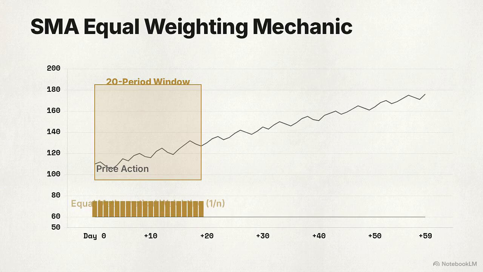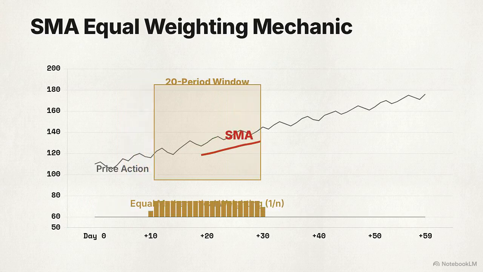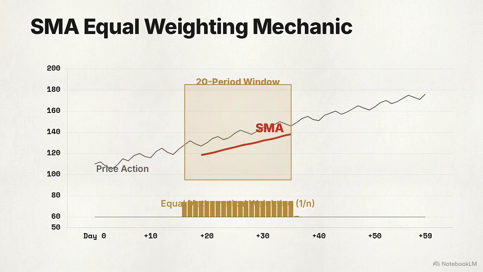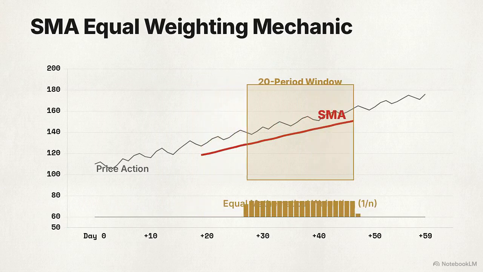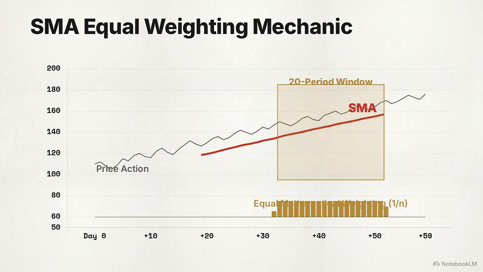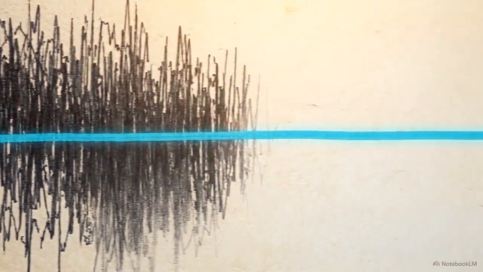The defining operational mechanic of the SMA is its distribution of weight. As shown below the price data, the formula assigns the same mathematical importance to the price 20 days ago as it does to the price today. By rolling this calculation forward one period at a time, we plot a continuous line against the price action. This equal distribution of weight excels at neutralizing erratic microvolatility, producing a smooth structural baseline that reflects the macro environment.